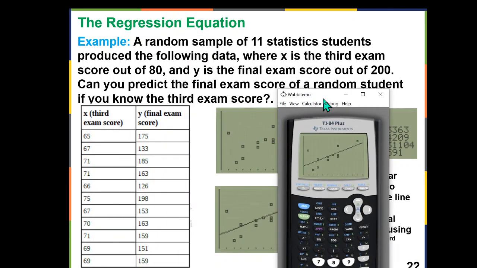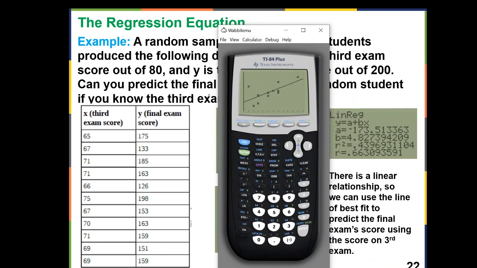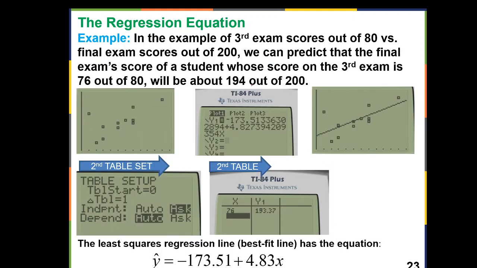So far we know there is a linear relationship between the third exam scores and the final exam scores, right? All right, so in this example, the third exam scores that we talked about, we can predict that the final exam score of a student whose score on the third exam is 76 out of 80 will be about 194 out of 200. How do we do that?